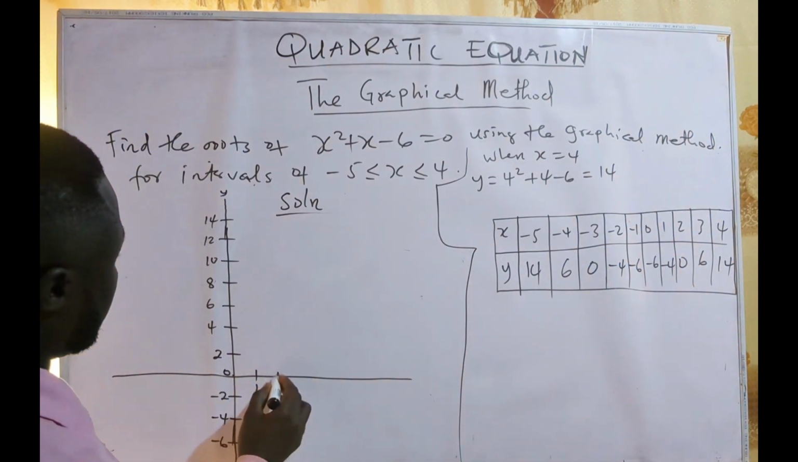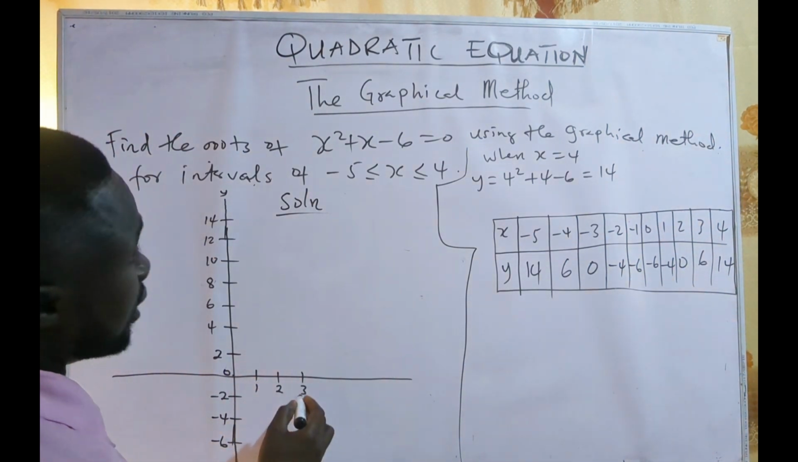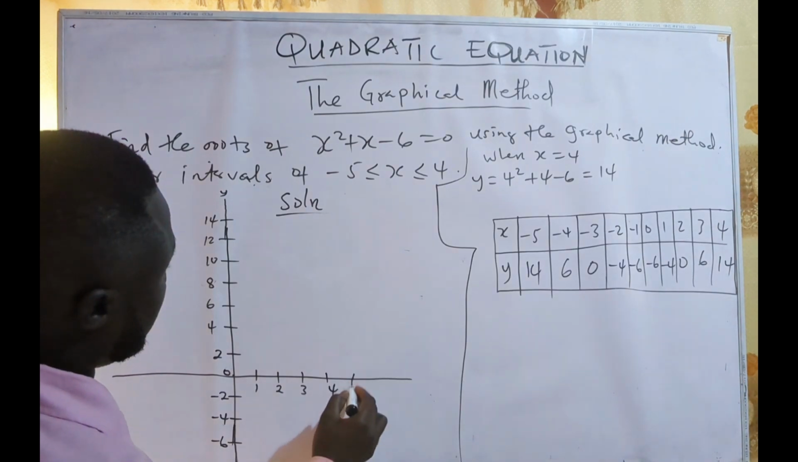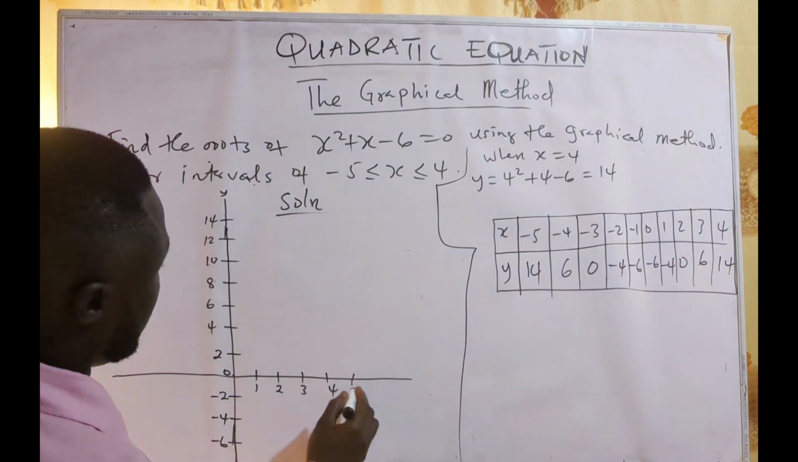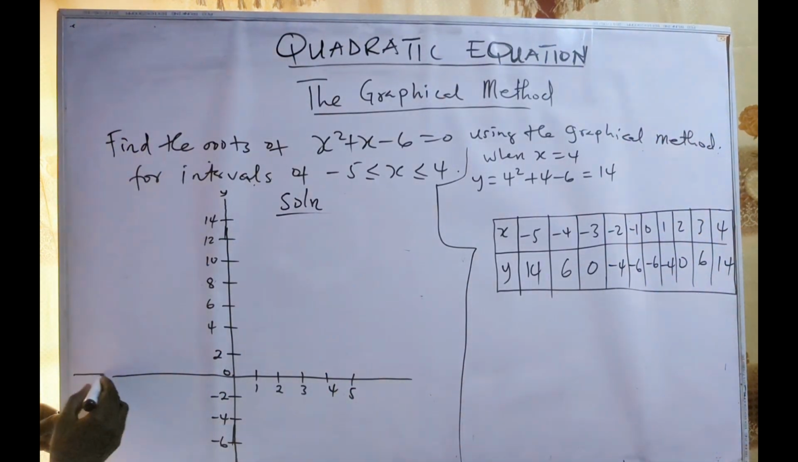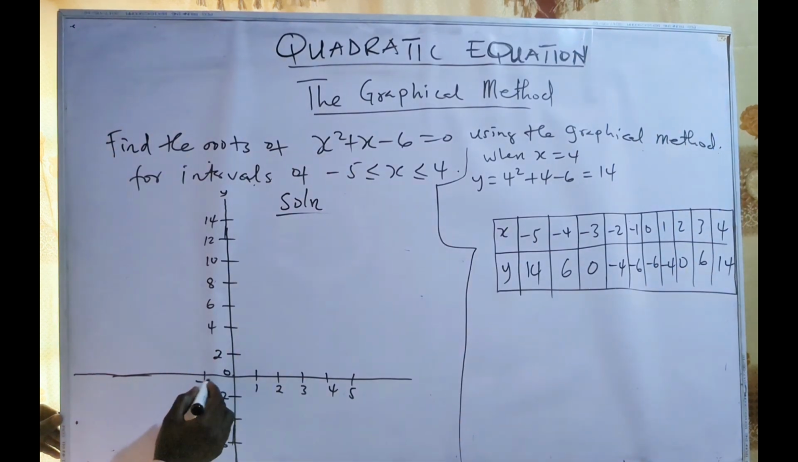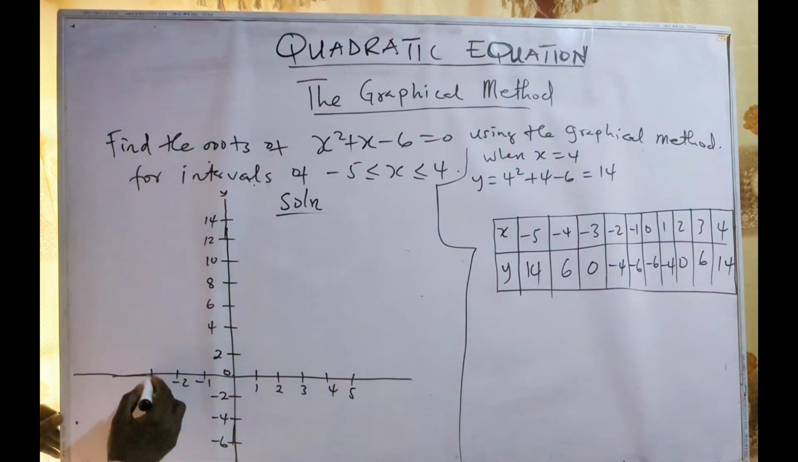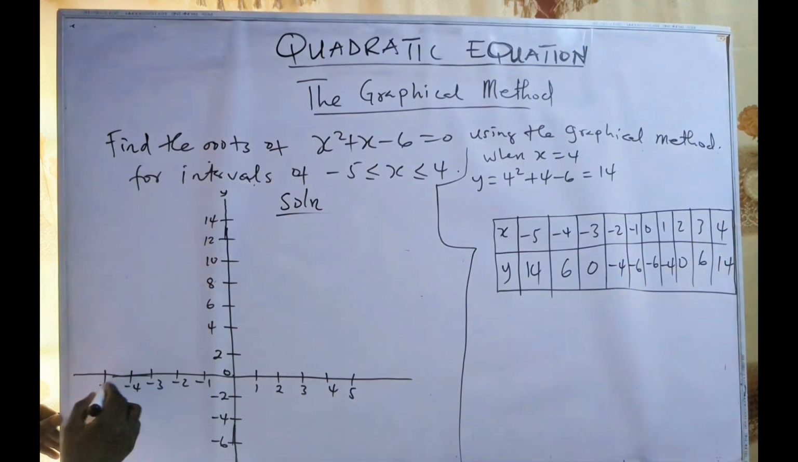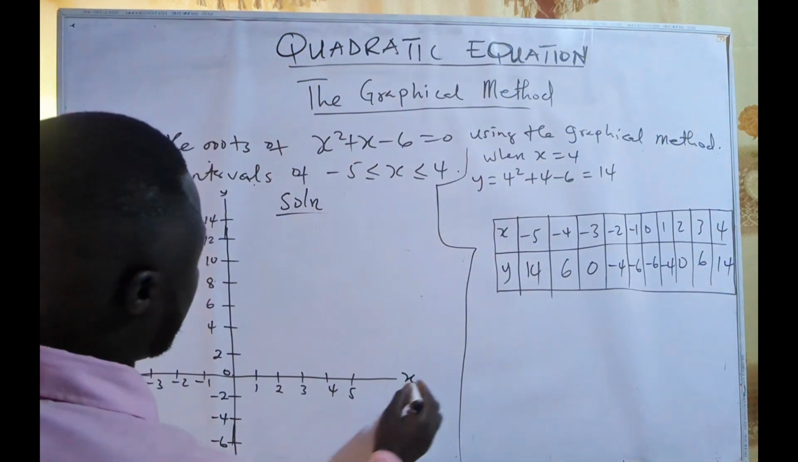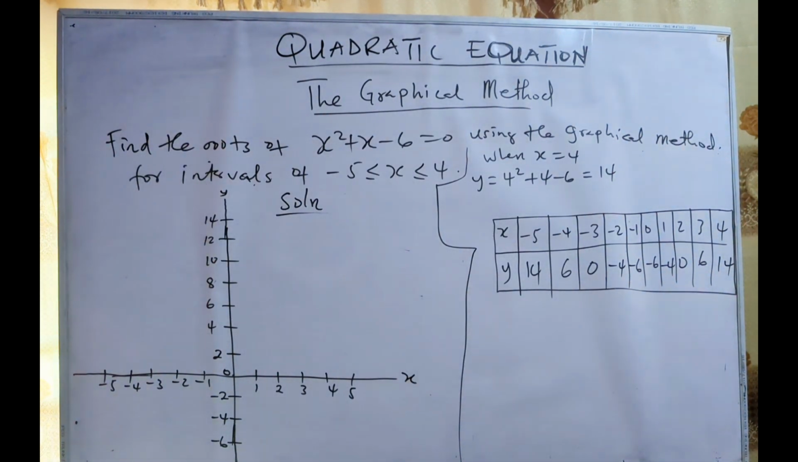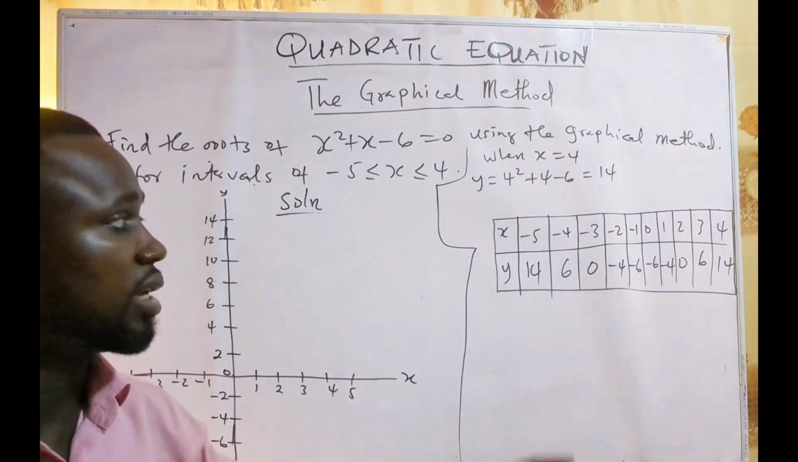So 1, 2, 3, 4. Okay, so let's say 5. And then negative 1, negative 2, negative 3, negative 4, negative 5. Okay, so we have all our values on the y and the x axis. Now what we are going to do is plot the points and then we get a curve.